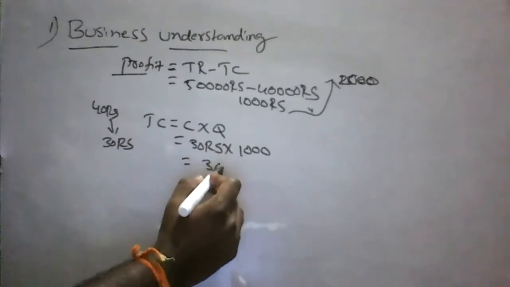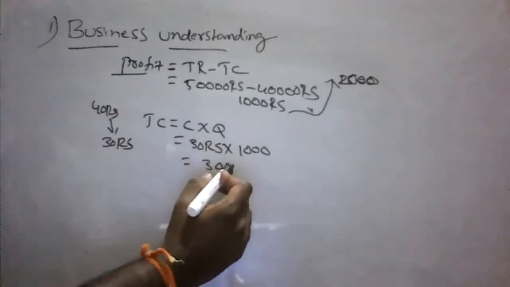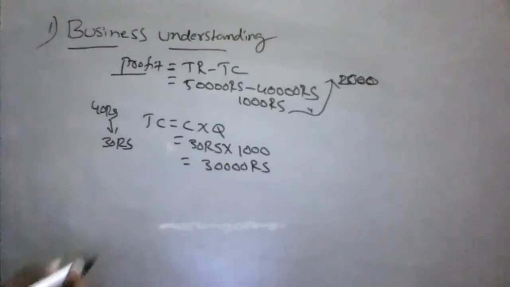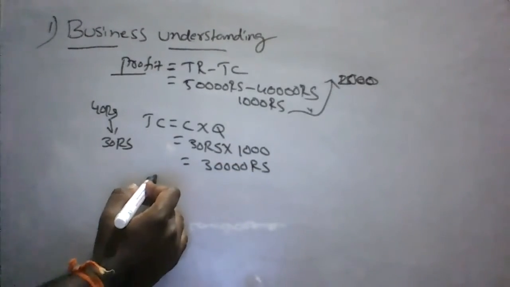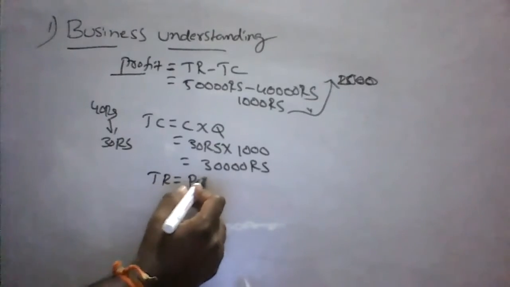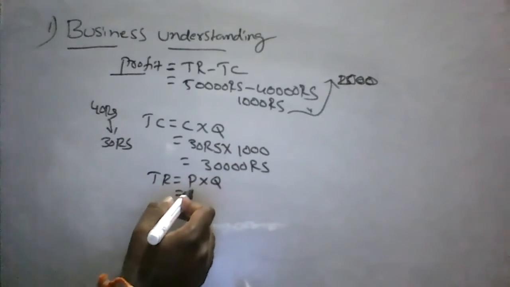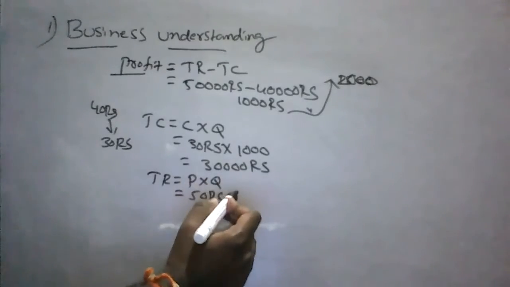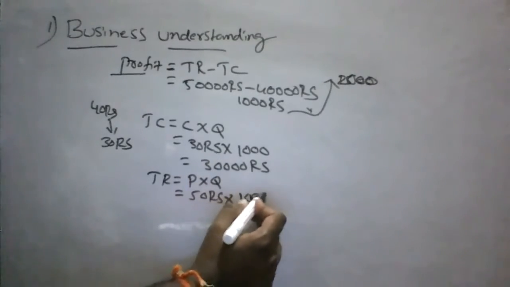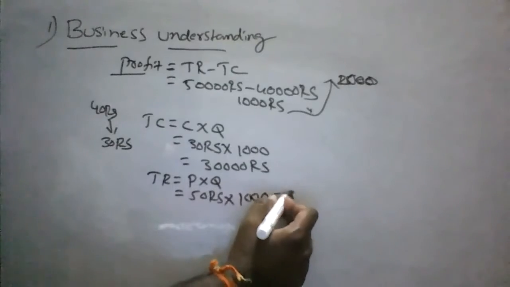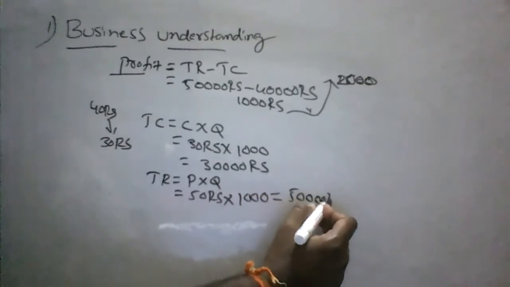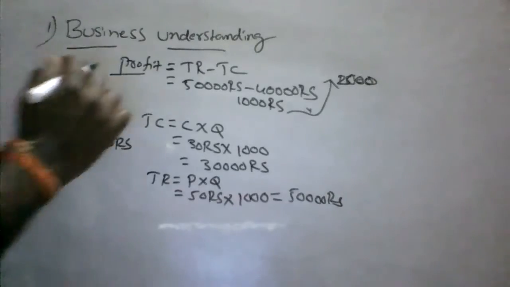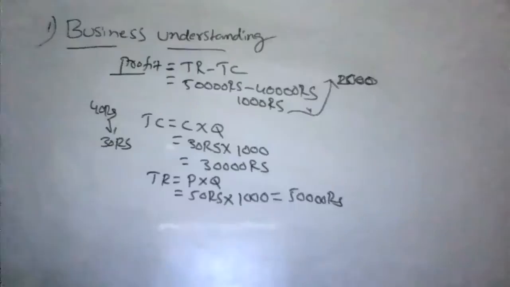That means I am producing my 1,000 pieces with only 30,000 and going to sell in the market. The total revenue formula is price into quantity. Let me say I am selling at 50 rupees into the same quantity of 1,000 pieces, which is 50,000 rupees. 50,000 rupees is my total revenue. Let me substitute in this formula: profit is equal to total revenue minus total cost.